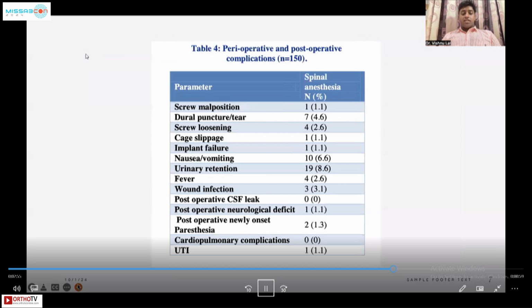The various complications noted in the study were most commonly urine retention, seen in 19 patients, nausea and vomiting in 10, and dural puncture in 7 patients. The other complications seen were screw malposition, screw loosening, cage slippage, implant failure, fever, and wound infection.